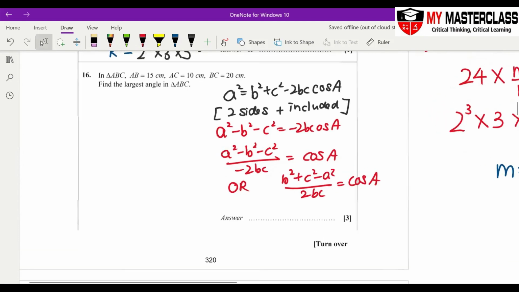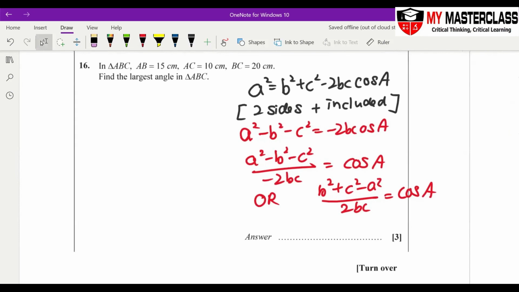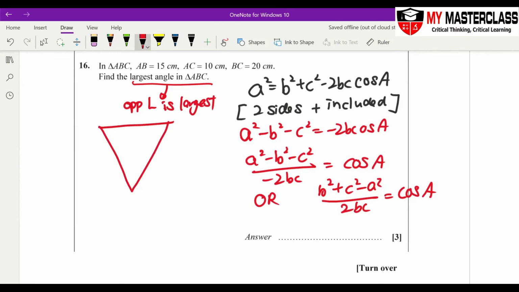Okay. Now, I have 3 lengths. How to find the largest angle? The opposite length of the largest angle is the largest. Which means that the opposite length, which is the largest, is 20.